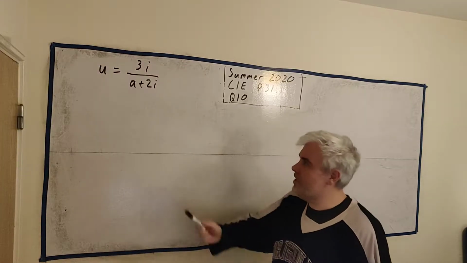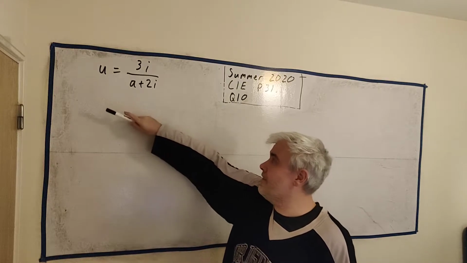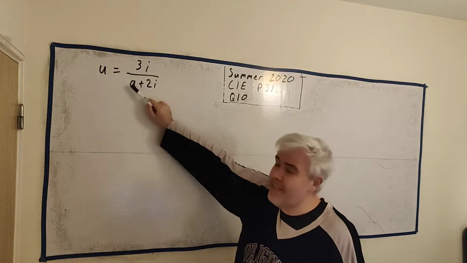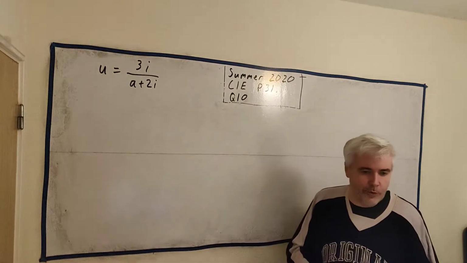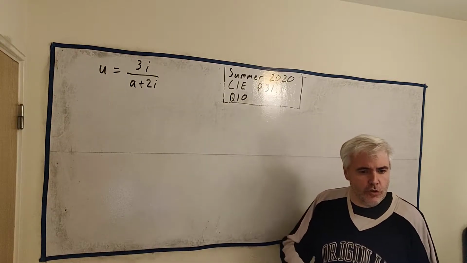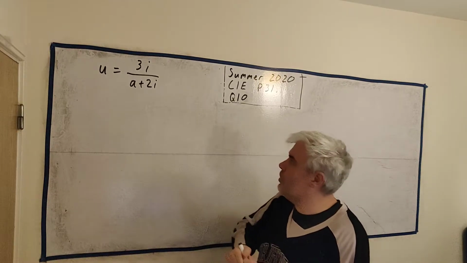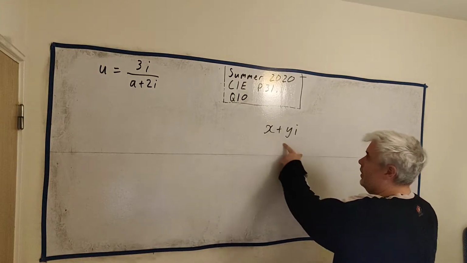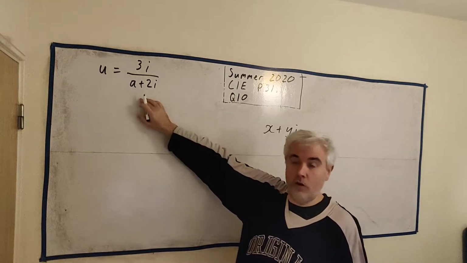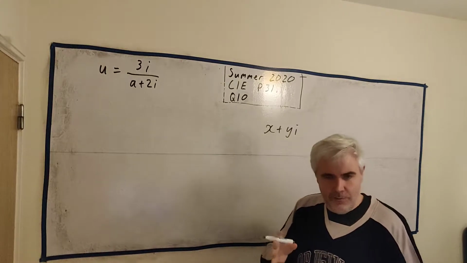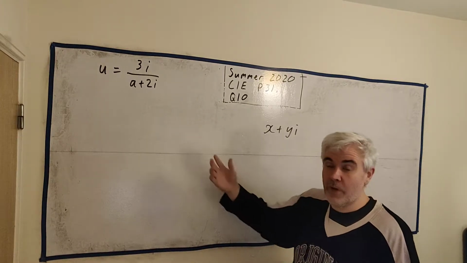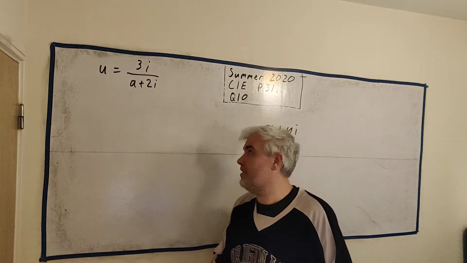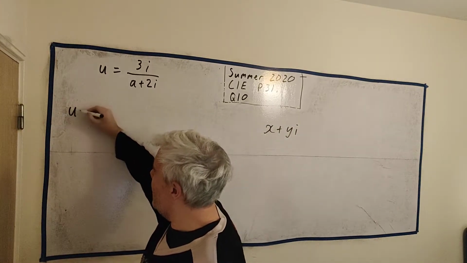In this question, they give us this complex number u, and they tell us it's equal to 3i divided by a plus 2i, and they tell us a is real. That's actually a little important. And they want us just to write this out in the form x plus yi. Basically, nothing on the divisor here, or at least no complex numbers on it. And that's where some students got tripped up, because we are in fact going to have a divisor. It's just not going to have any i's in it. So that's the secret. So here's what we do.